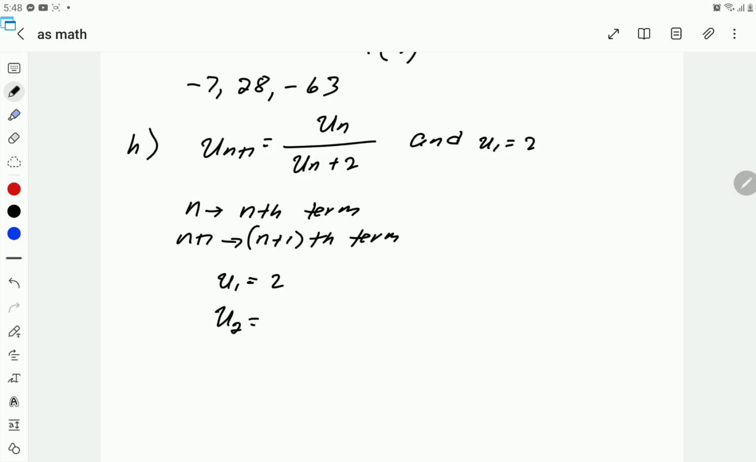Again, the term after u1 is u2. What does it mean? According to the problem, it is your first term over the first term plus 2, which will give you what? u1 is 2 over 2 plus 2, then that will give you 2 over 4, or 1/2. Okay, let's try to find now the u3.